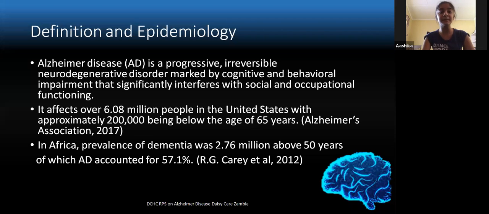We don't have a proper study of how much dementia has affected Africa, but according to research done in 2012, the prevalence of dementia was 2.76 million in people aged 50 years and above, of which Alzheimer's disease accounted for 57.1%.